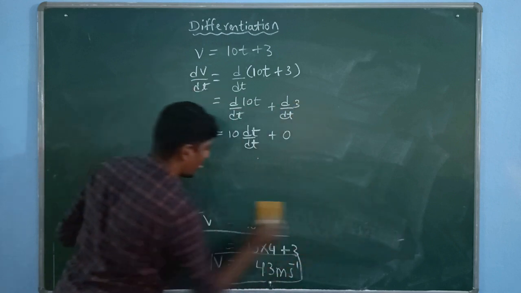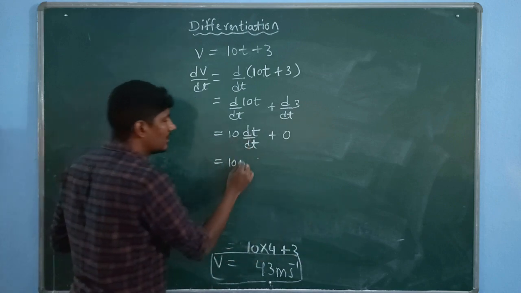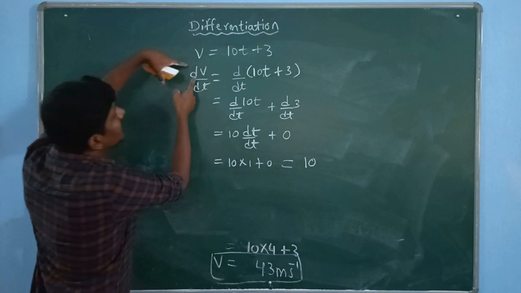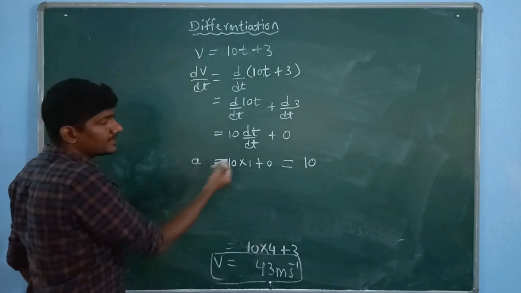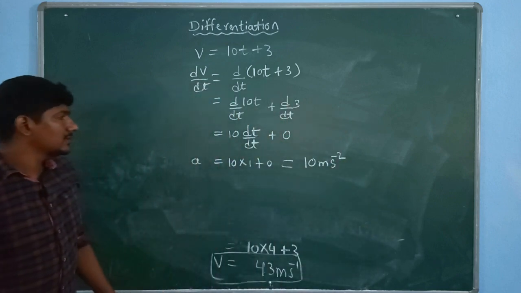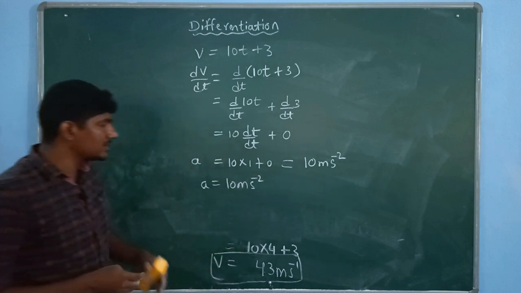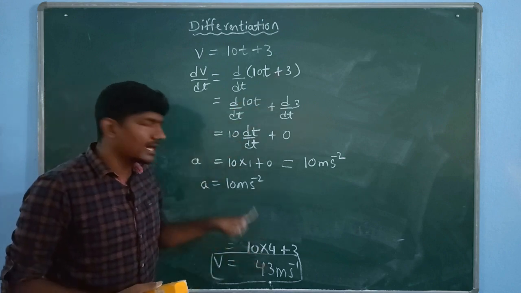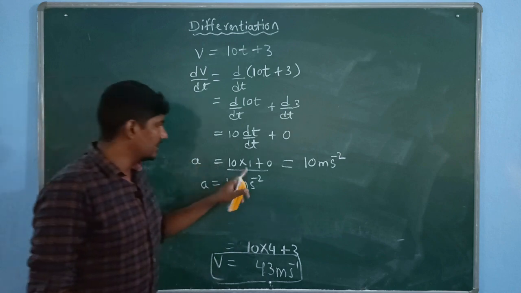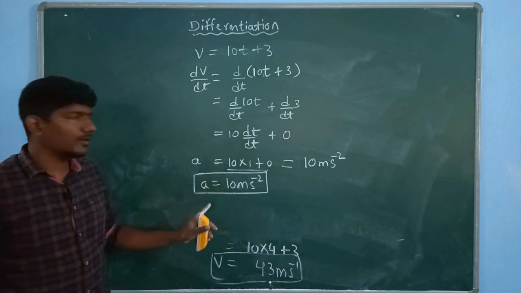So now this is 10, differentiation of t with respect to t is what? 1 plus 0. So the answer is 10. So this dv by dt is what? Acceleration, instantaneous acceleration. What is the unit for acceleration? Meter per second square. Now finally we have the answer for acceleration. You can see one point here: no need to put the value of t, 4 seconds and all, because in the final equation we directly get acceleration without t. Okay, so this is our final answer. This is constant acceleration, uniform acceleration we can call.